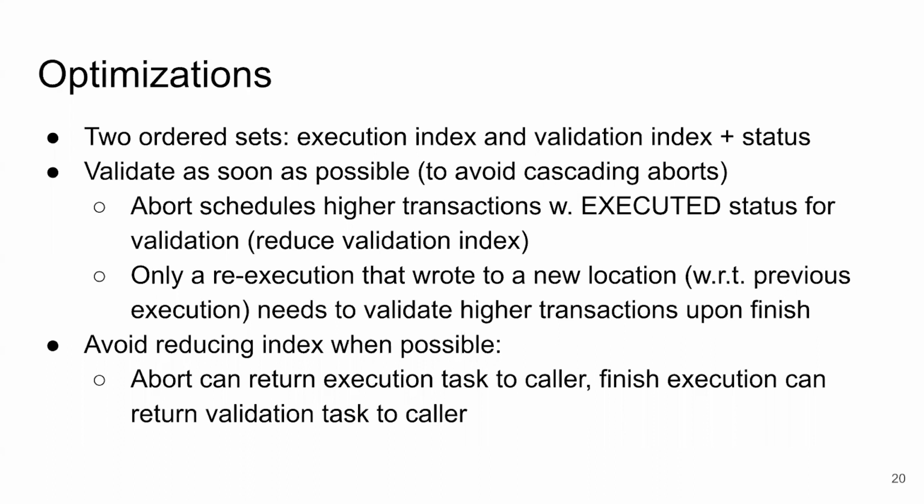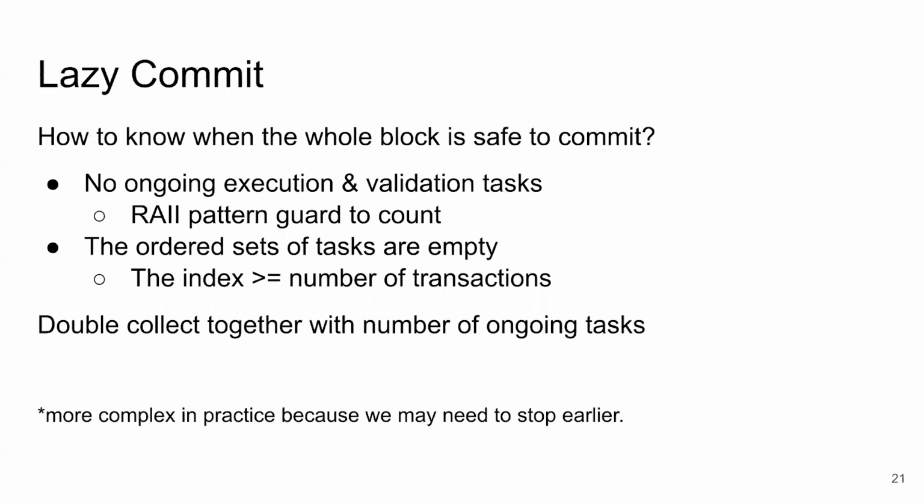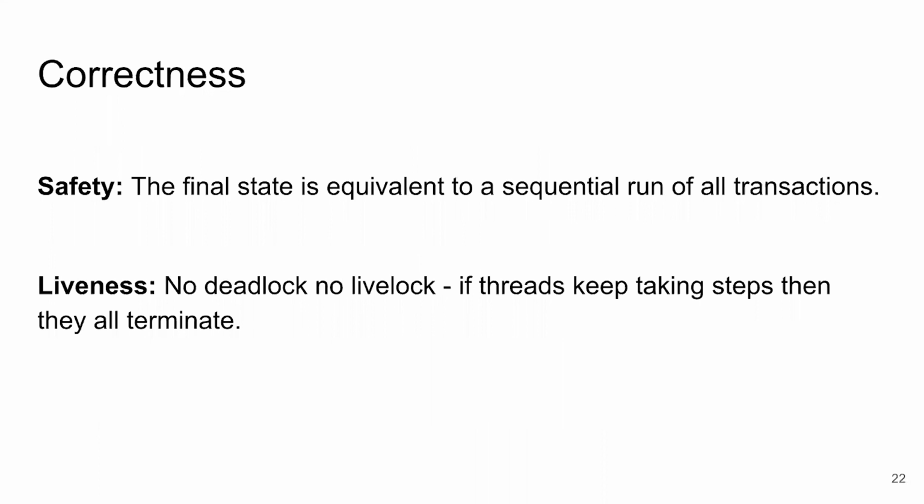They're in the context of the algorithm. And lazy commit, I mentioned, basically has to track how many tasks are ongoing and where the indices are, and it has to do that atomically. So we do it by essentially doing a double collect. You read something, you read again. If it's the same, we can prove that the block can be safely committed. We prove correctness.